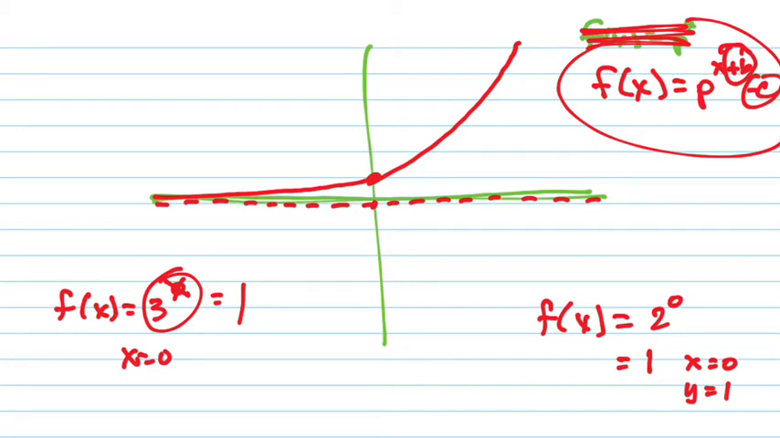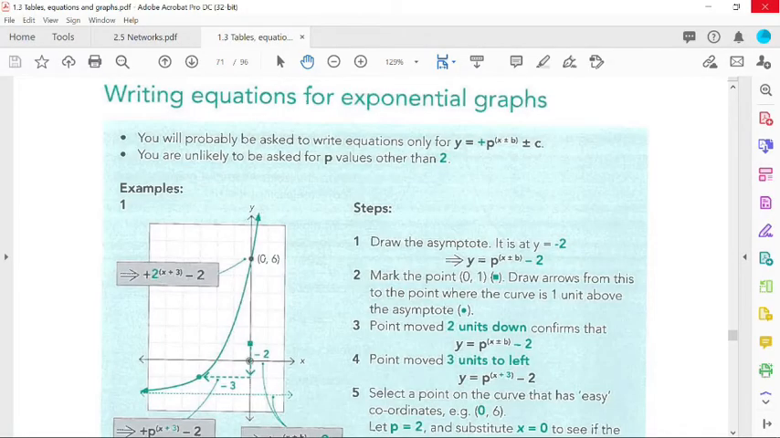So what we're going to do is go to the book and look at the steps, the process. The book does a really good job of describing these. So let's go to the book. Writing equations for exponential graphs. I guarantee you'll have to do this on the test, so come on.